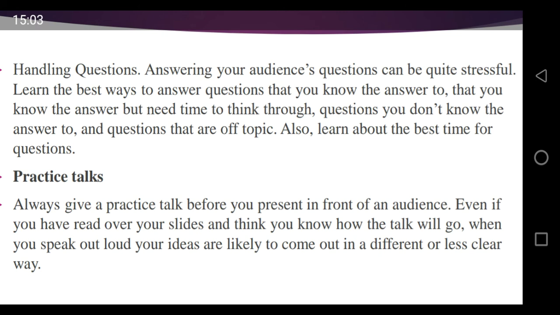Next, how are we going to answer? A direct question gets a one word answer. If any explanation is required, put it in an explanation way. That is for what you know, but you need to think through questions whose answers you don't know, and questions that are off topic. Also learn about the best time for the question.